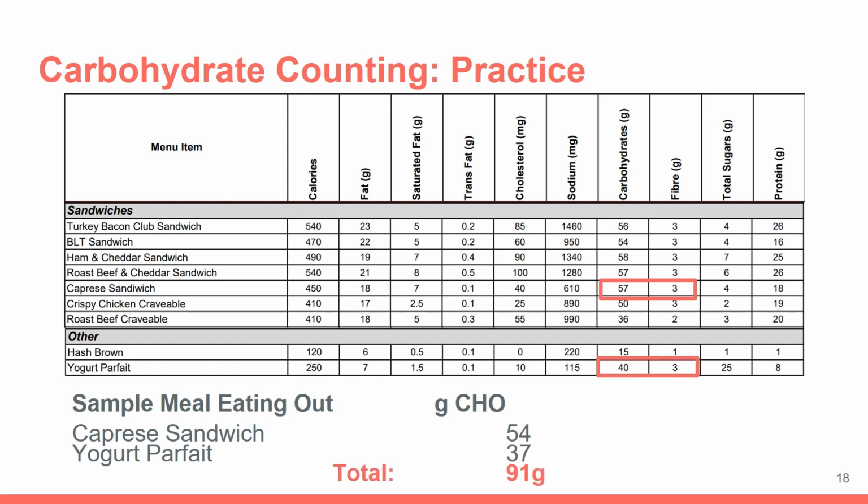So as you can see, the total carbohydrate in this meal is 91 grams. So 57 grams of carbohydrate in the caprese sandwich and 3 grams of fiber. So when you subtract the 3 grams, it becomes 54. And in the yogurt parfait, you have 40 grams of total carbohydrate and 3 grams of fiber. When you subtract, you get 37 grams. So the total carbohydrate coming from this meal is 91 grams.